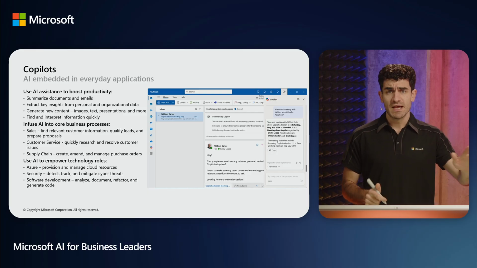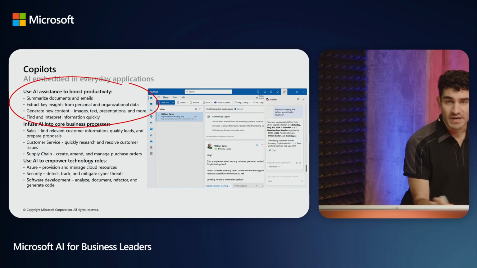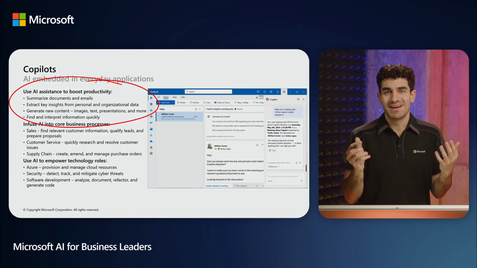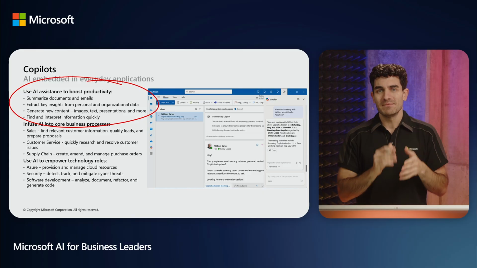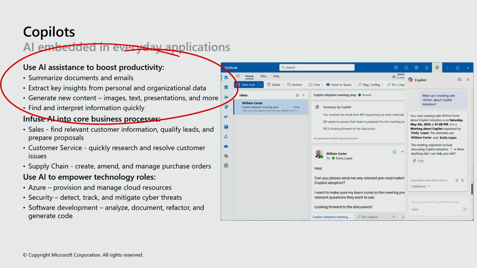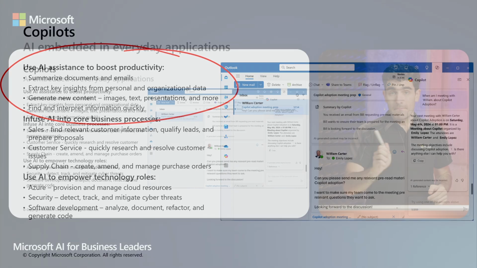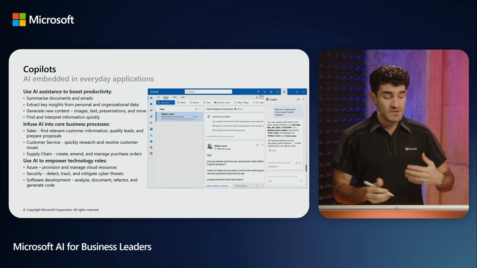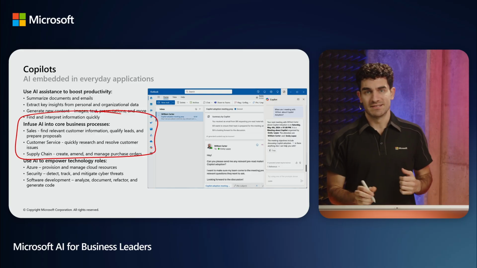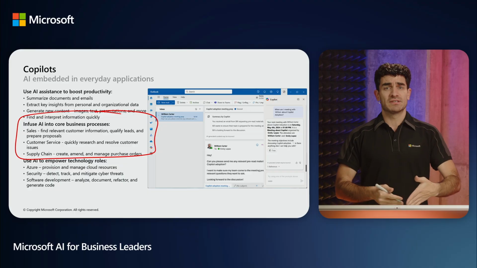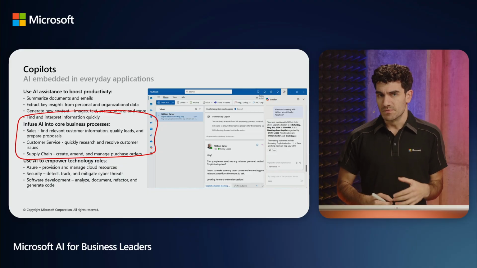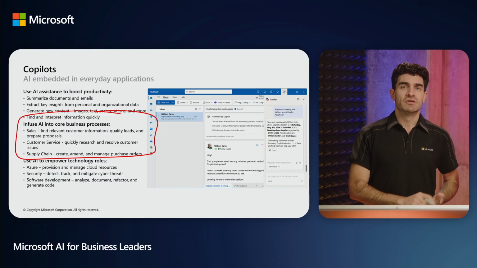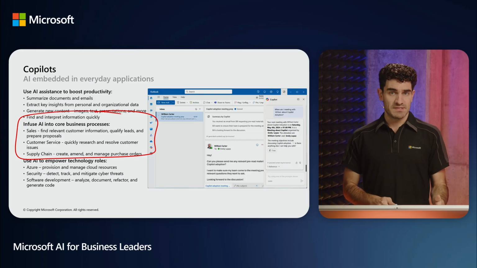Across roles and industries, Copilot helps to boost productivity. This is done by handling the repetitive, time-consuming work, summarizing content, extracting insights, generating first drafts, so that the individual can focus on creativity, strategy, and impact. But it's not limited to personal productivity. Copilot is being infused into core business processes, helping sales teams prepare proposals faster, customer service teams resolve issues more effectively, and supply chain managers anticipating needs before they even arise.